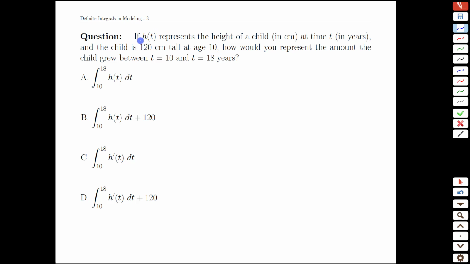In developmental physiology, one function that's of interest is the height of a child as they grow. Here we're going to record it in centimeters at time t in years. We're also told that the child is 120 centimeters tall at age 10. And we're asked here, how would you represent the amount the child grew between t equals 10 and t equals 18 years? So basically pre-puberty to post-puberty. There will be a formulation of that. Take a look at the options down here and see if you can identify which integral here captures that amount of growth over that time frame. Pause the video and we'll check in a moment.